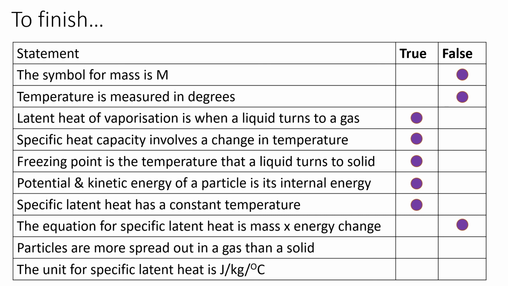Particles are more spread out in a gas than a solid is true. And the units for specific latent heat is joules per kilogram per degree Celsius is false because we should not have the degree Celsius there. It's just joules per kilogram.